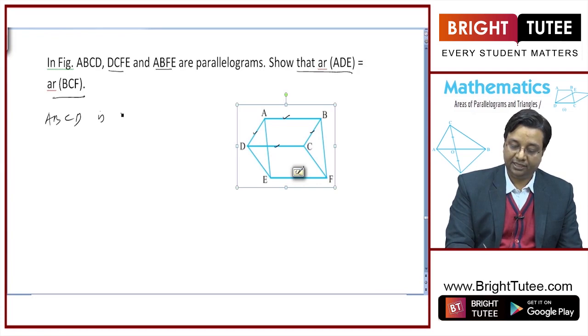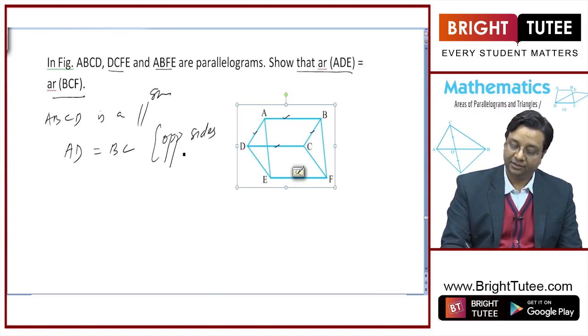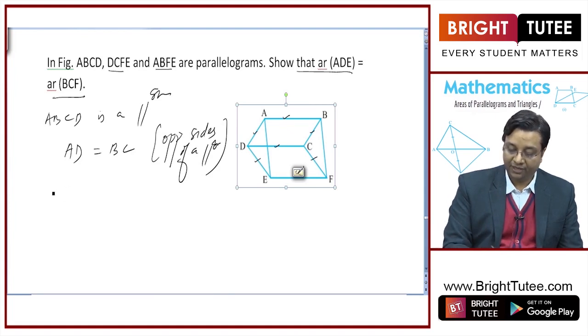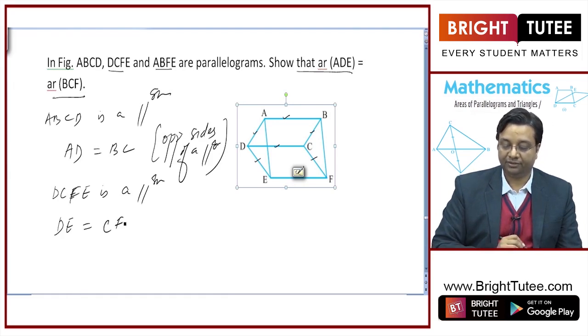ABCD is a parallelogram. Hence, opposite sides AD and BC are equal. Opposite sides of a parallelogram. Similarly, these two sides will be equal, DE and CF. Why? Because DCFE is a parallelogram, hence DE is equal to CF. You understand where I am getting to?